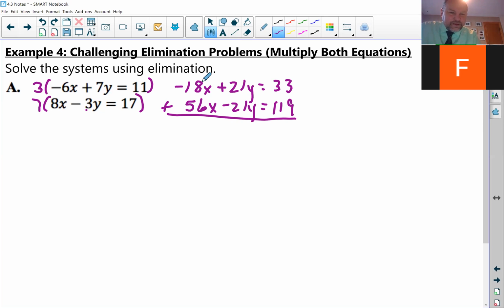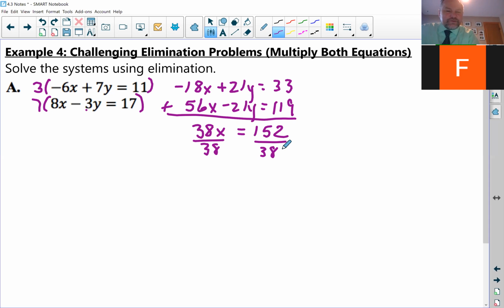And if I take negative 18x plus 56x, I believe I get 38x. 21y minus 21y is 0. And this is 152. This is a problem when I did it with third hour yesterday. I messed it up, and I didn't realize it until I went and checked my solution. So another good reason to check your solutions.